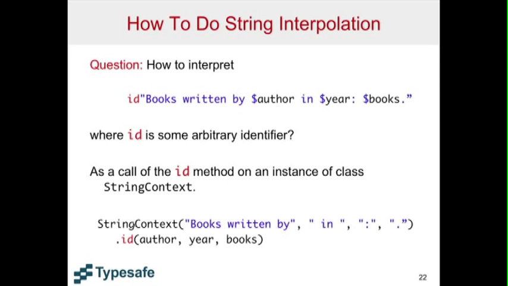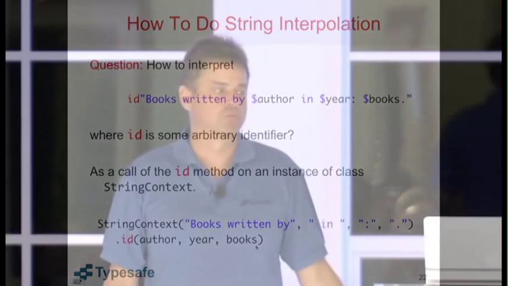So here's how. The rules for string interpolation say that if you write an identifier followed by a thing in quotes, then what you get is a so-called string context. The string context will contain all the string parts of what you write. So that would be "books written by", and the "in", and the colon, and the point. And then it would call a method, and the method is in the thing you name here, so the dot ID, and the method would take the interpolation arguments. So it would take the author, the year, and the books, and together the method will have to produce whatever. In this case, it would produce a string. But it doesn't need to always produce a string. So you can do that, and you can do more.